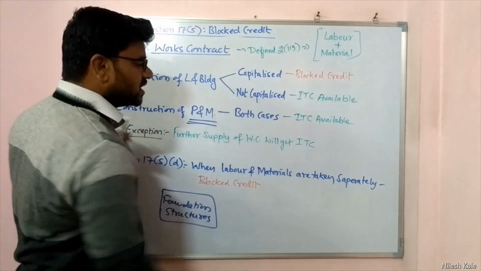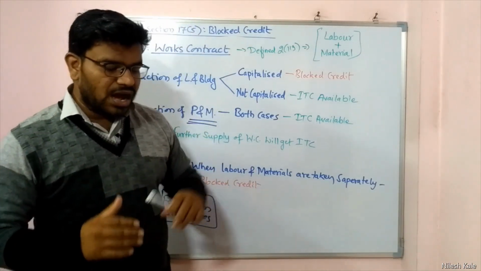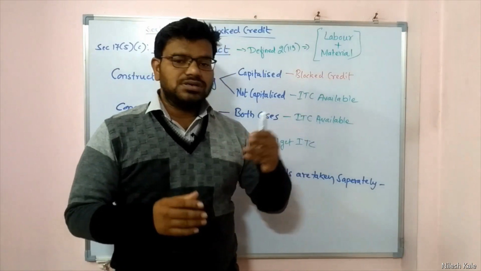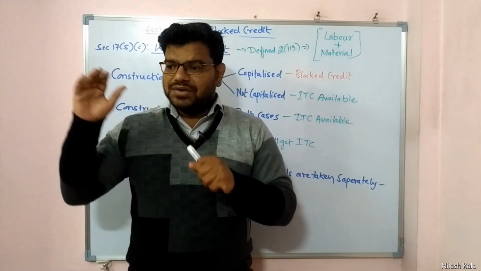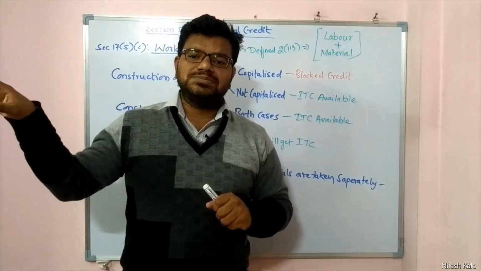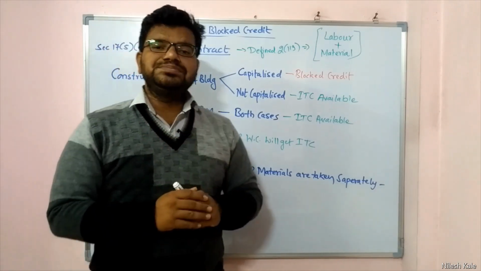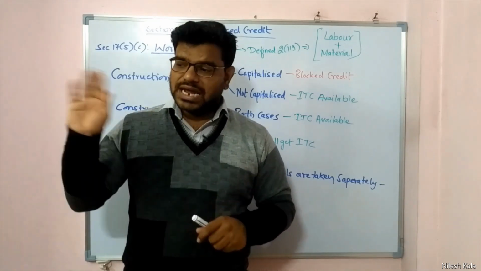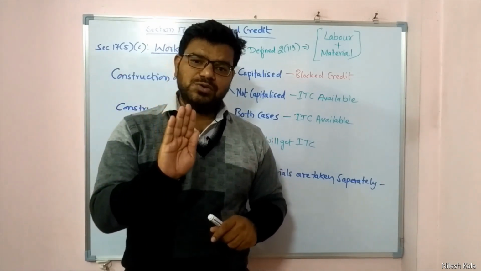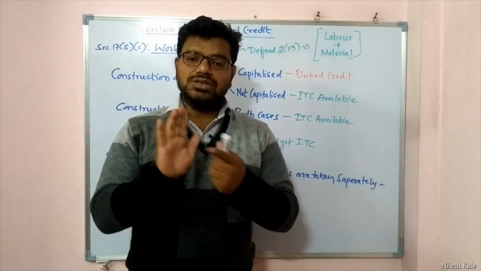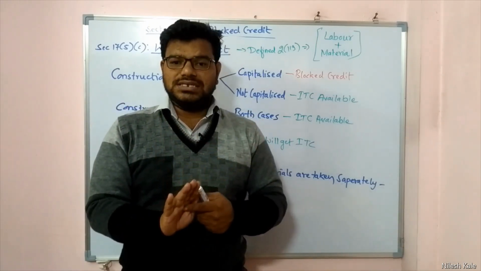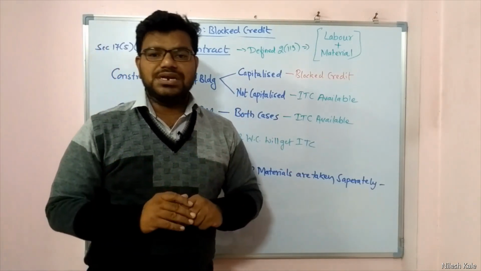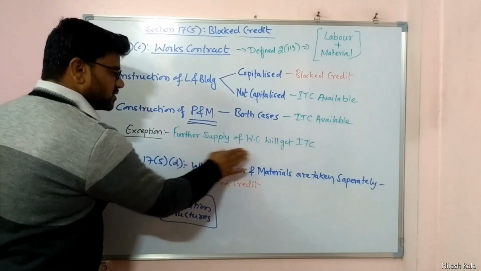Further supply of works contract will get ITC means what? See, I have got a works contract. I am the contractor in this case. Now, I will give a further contract to someone else. I have to construct a building, and I give the electrical fittings work to someone else. That person will do the electrical fitting and give me one invoice. Whatever taxes I pay on this invoice will be eligible for ITC, but whatever amount I am getting from the client will not get ITC, right? Further supply of works contract will get ITC.